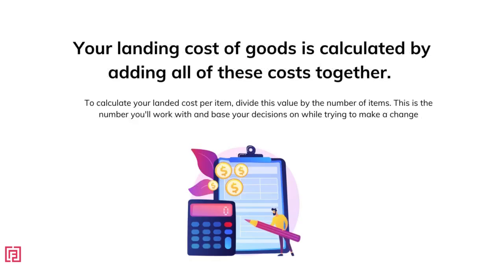Your landed cost of goods is calculated by adding all of these costs together. To calculate your landed cost per item, divide this value by the number of items. This is the number you'll work with and base your decisions on while trying to make a change. Changing your shipping method, for example, to see how it affects your landed unit cost, or increasing or decreasing your order size to see how it impacts your landed unit cost.